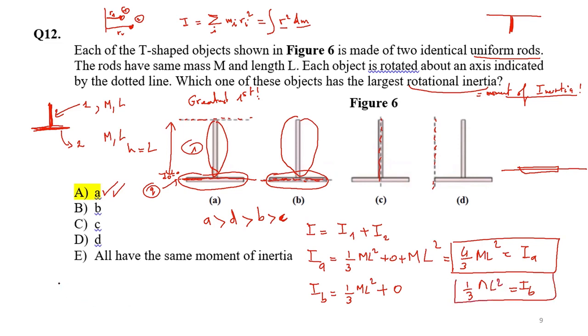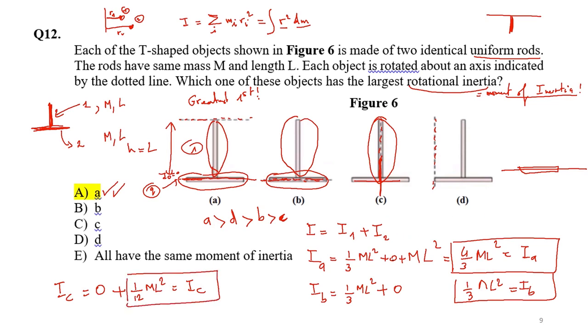C, what is the moment of inertia of C? So for part 1, this is 0, because the axis of rotation is passing along my rod. Plus, for this one, the axis of rotation is passing through the middle, so it will be 1/12 of m l square. So I_C is equal to 1/12 of m l square.